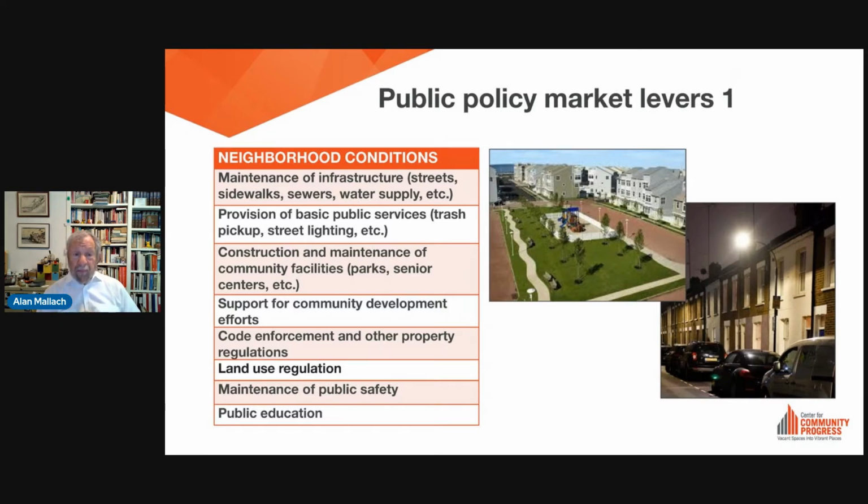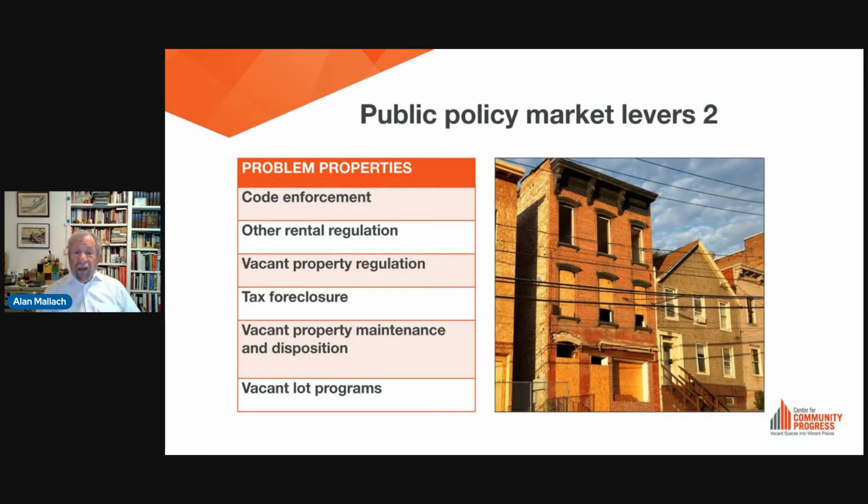Next, please. And specifically, when it comes to vacant, abandoned, and distressed properties, powers, code enforcement. I talked about rental regulation a little bit this morning. That's a critical issue. Do they have a vacant property registration ordinance? Do they track vacant properties? Do they make sure they're securely boarded?